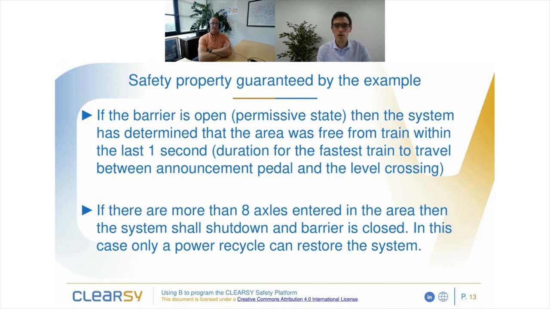We had an extra constraint which comes from software analysis: if a variable overflows, it can loop to 0 and consider wrongly that the area is free, and then the barrier will be wrongly commanded in an open state. So we limit the number of axles within the area, between the announcement pedal and the freeing pedal, to 8.